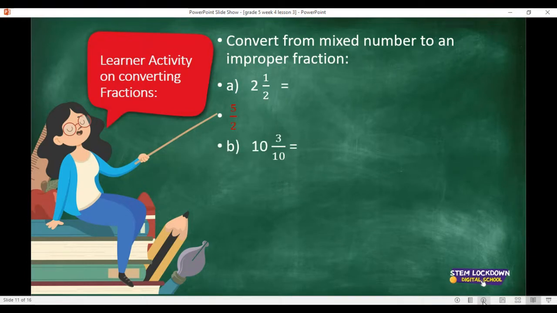Let's do number B. It is 10 and 3 over 10. If you see that the whole is bigger, then you can use the second method. So the second method says we must multiply the whole number with the denominator, and the answer that we get, we add it to the numerator. So you multiply the whole number, which is 10, with the denominator, which is 10, and then the answer that we get, you add it to the numerator.